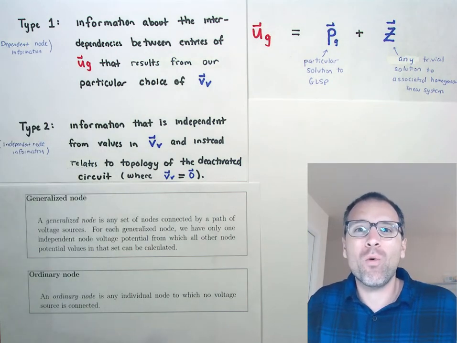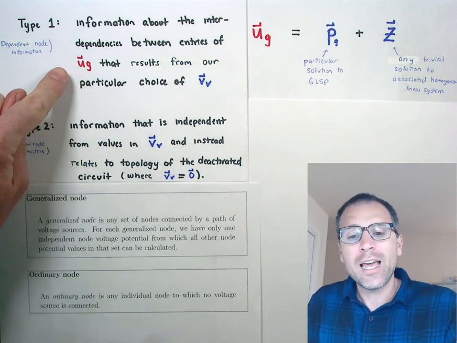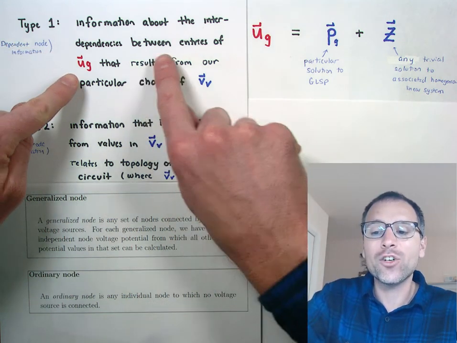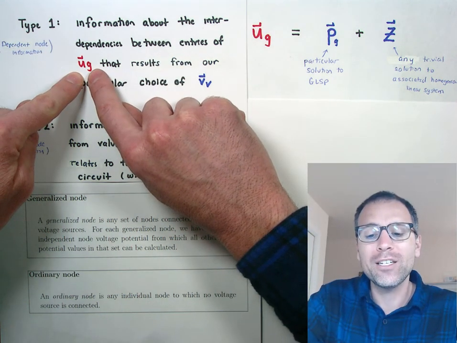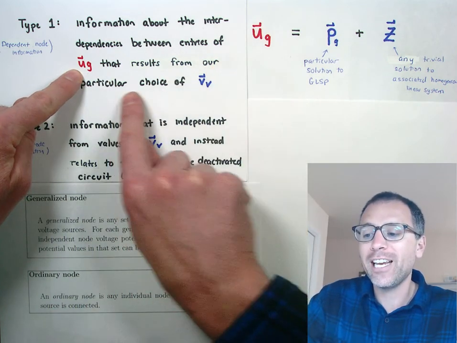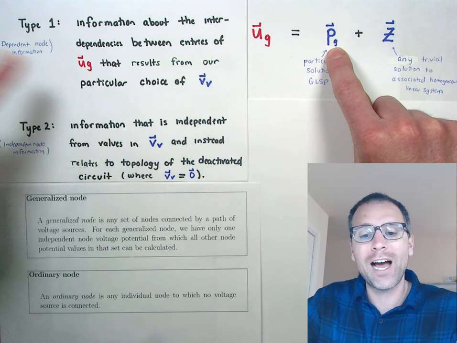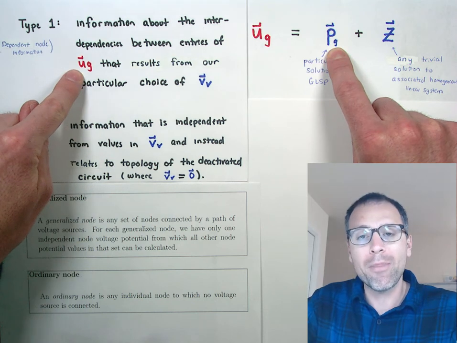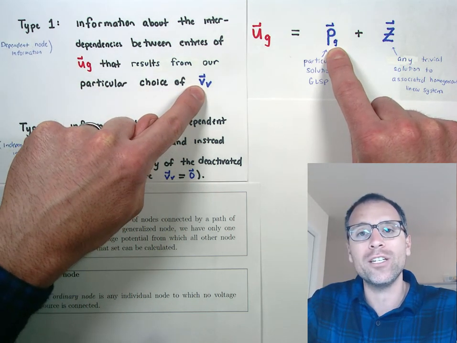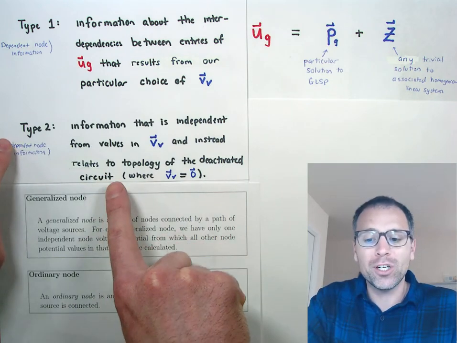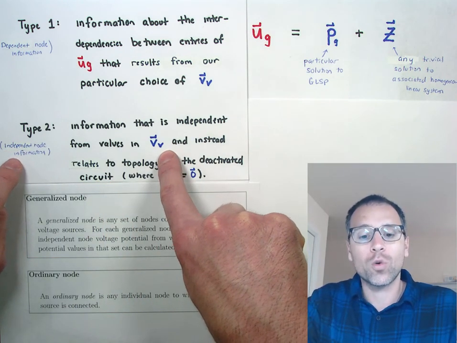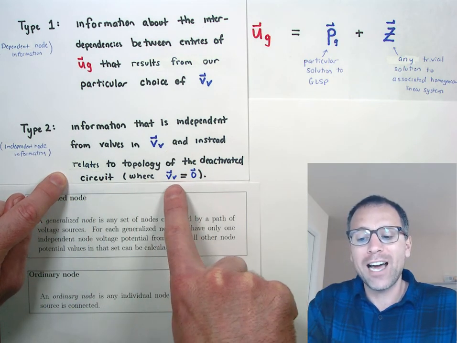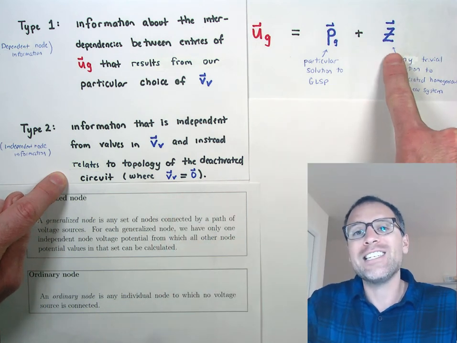But I would say that in a little bit more specific form. U sub g encodes information in two types. The first type of information has to do with interdependencies between the entries of that vector that result from the particular choice of the voltage source values. I would call that dependent node information. If I know one of them, then I get the other one for free as long as I know the entries of my voltage sources. The other type of information, which is independent of the voltage source values, would relate to the topology of the deactivated circuit, where I've set V sub V to 0, where I've literally deactivated all of my sources.